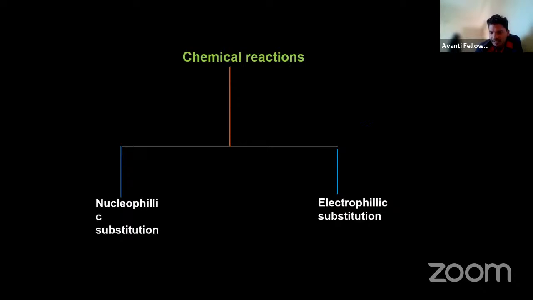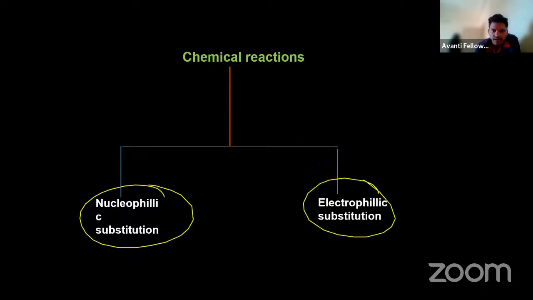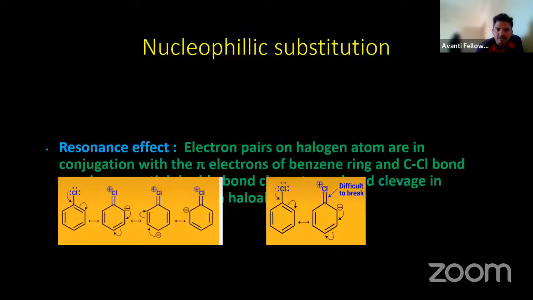Okay. Next, chemical reactions. Now we are seeing the chemical reactions. Basically chemical reactions are of two types, nucleophilic and electrophilic. What are nucleophilic substitution reactions? Just now we have seen SN1 and SN2. These are the nucleophilic substitution reactions. Electrophilic substitution reaction क्या होगा? When you have an electrophile, it can try to attack the particular ring. First, we will talk about the nucleophilic substitution.